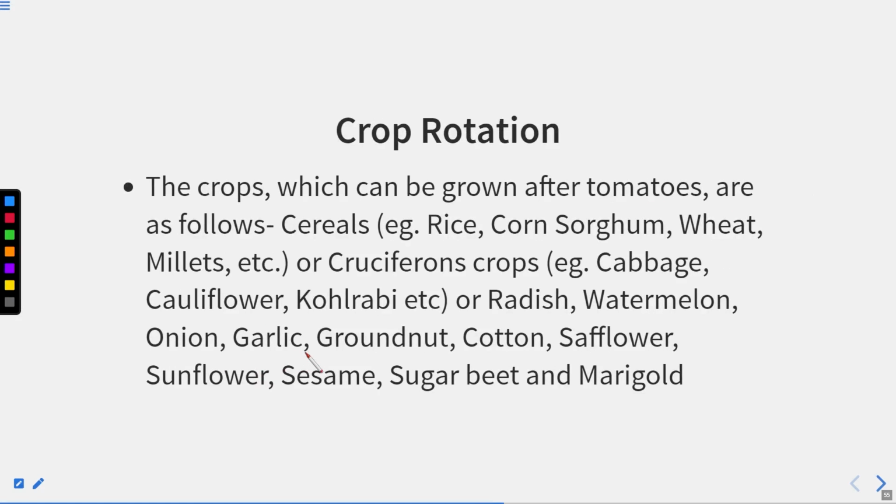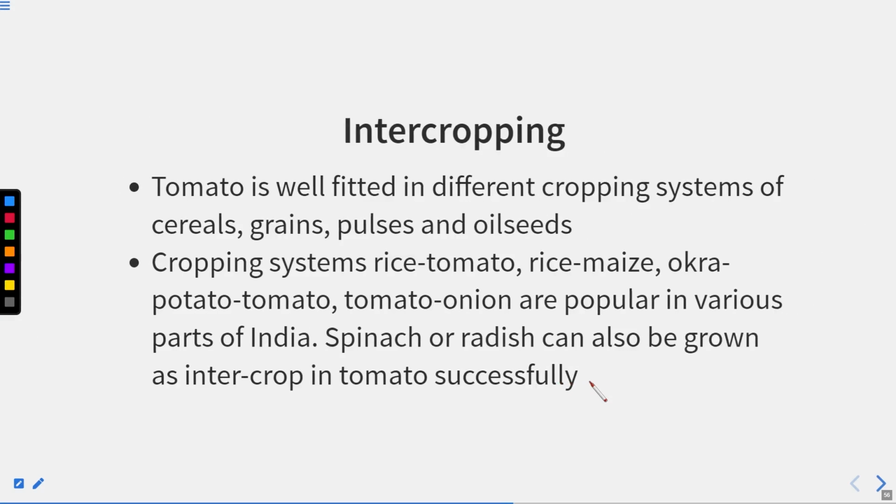The crops which can be grown after tomatoes are as follows. Cereals, rice, corn, sorghum, wheat, millets. Okay. Or cruciferous plants like cabbage, cauliflower and kohlrabi. Or radish, watermelon, onion, garlic, groundnut, cotton, safflower, sunflower, sesame, sugar beet and marigold. These plants can also be grown in the crop rotation method.